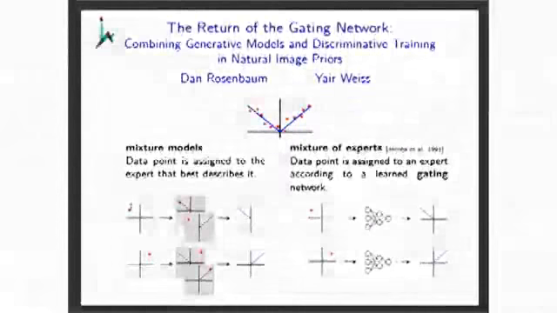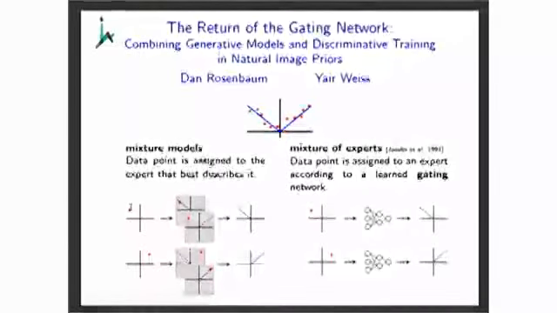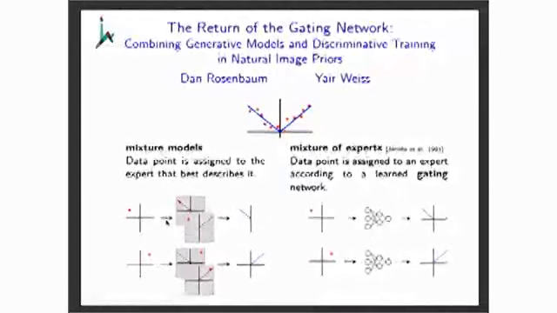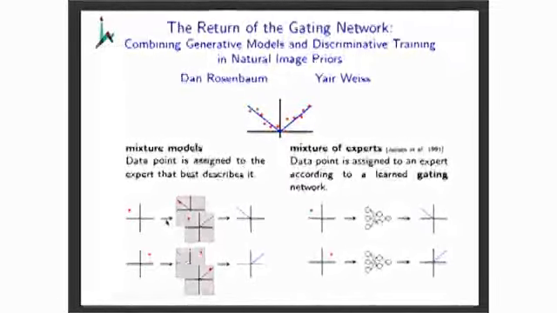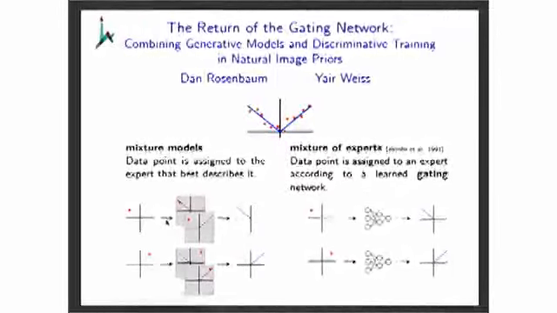If we have a generative mixture model and we use it for inference, every data point is assigned to the mixture component that best describes it. This means that at inference time, we need to go over all the mixture components, as illustrated here on the left. In contrast, if we use the mixture of experts model, which is shown on the right, data points are assigned to experts according to a gating network that was trained in advance. In our work, we take this 25-year-old idea and apply it to natural image priors. We show that if we have a mixture model prior, we can train a gating network to perform fast inference without harming the quality of the results.